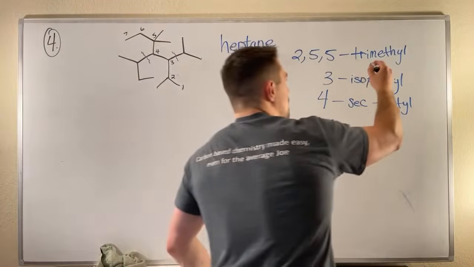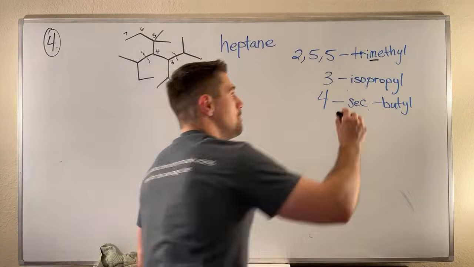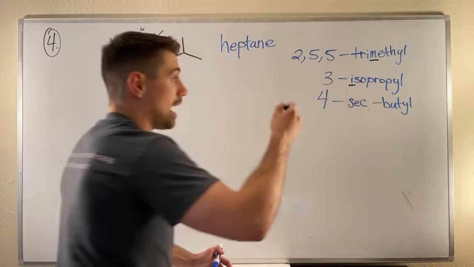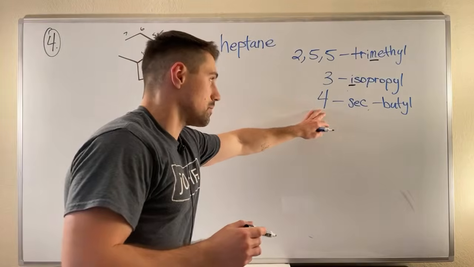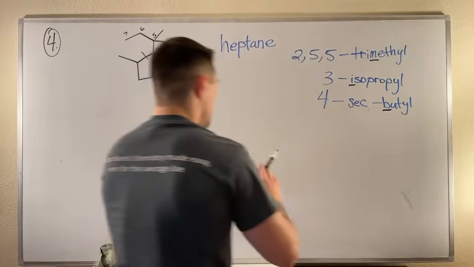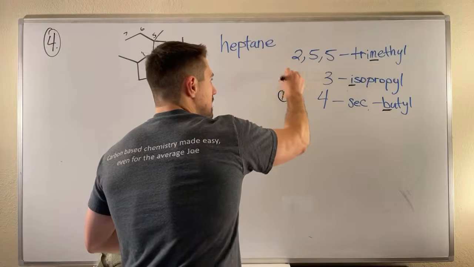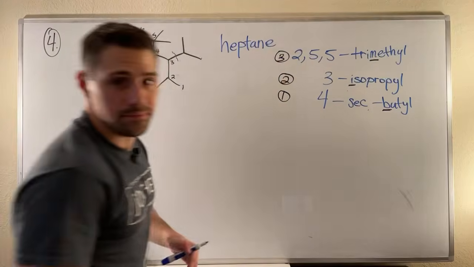So I like to underline the letter that will count. In here, it's going to be the M because the tri doesn't count. Here will be the I because the I does count. And then for 4, we ignore sec, the S in sec, we go straight for butyl. So in terms of numbering, this comes first, this comes second, and that comes third.